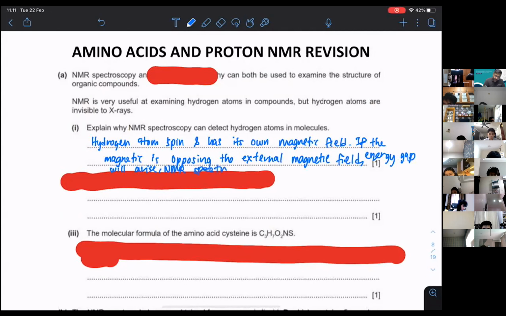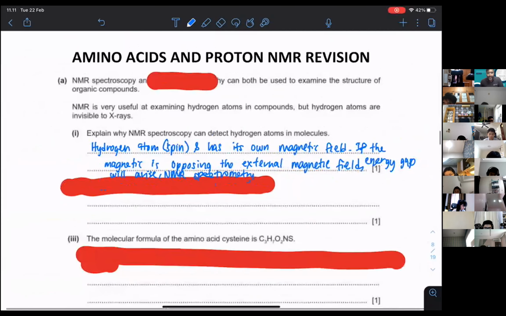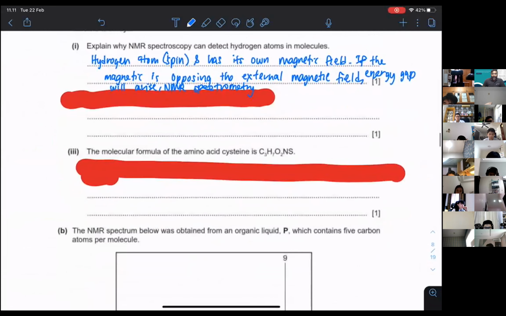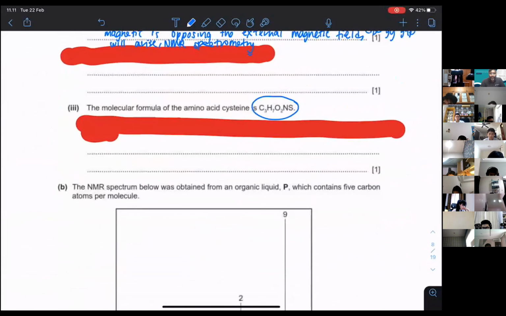So don't worry, I'm actually writing a lot, but in the marking key they just focus on spin. The moment you have the word spin, they give you 1 mark. So it means you need to identify that they have their own spin. Now, the molecular formula of amino acid is going to be given such like this. Later, if we can continue and it is related, then we see.